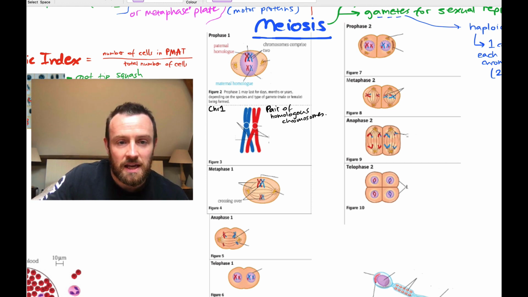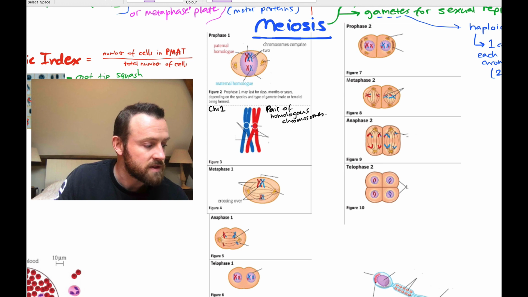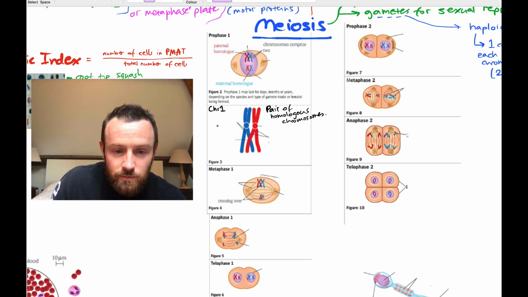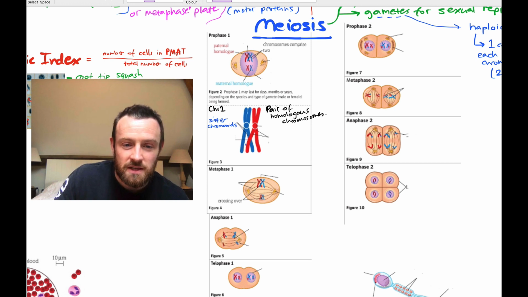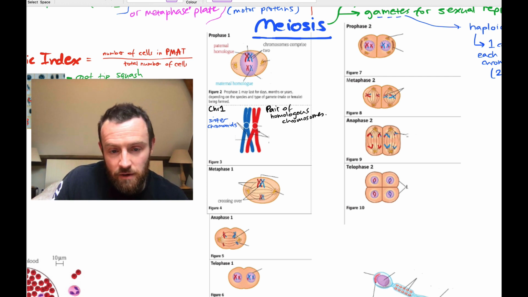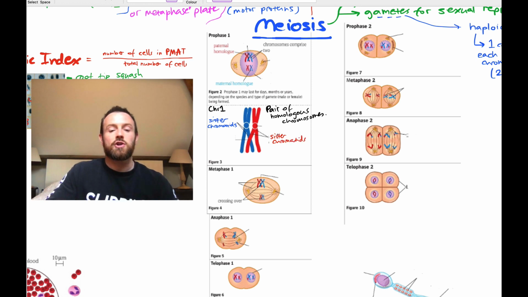So what we can see on this diagram is the labels. Here we've got the sister chromatids. Those are the chromatids of one chromosome. So this one and this one. That's one sister chromatid, that's the other sister chromatid. We also have non-sister chromatids. Over on the red side, we've got sister chromatids here of the paternal chromosome.